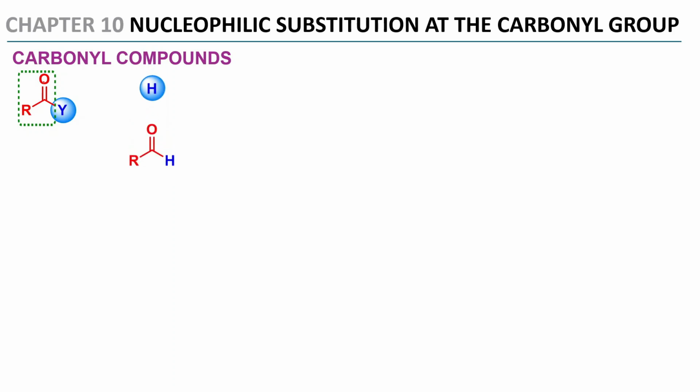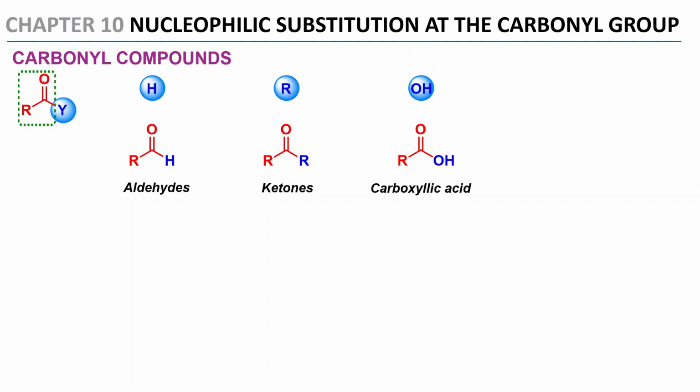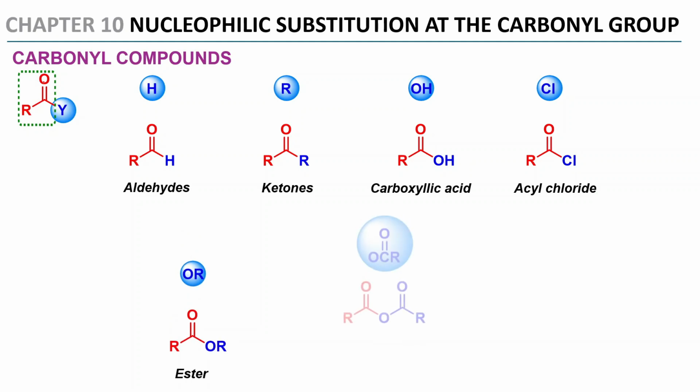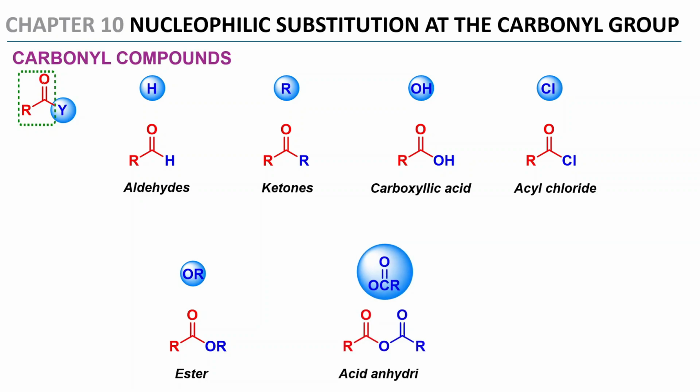If Y is hydrogen, we will get an aldehyde. If it is an R group, we will have ketones. If it is a hydroxyl group, we can call them a carboxylic acid. If it is chlorine, we will call them an acyl chloride or acid chloride. Further, if it is an OR group, we can call them an ester. If it is an OCOR group, that is an ester group, we can call them an acid anhydride. And the last, if it is an amine, we can have the amide.